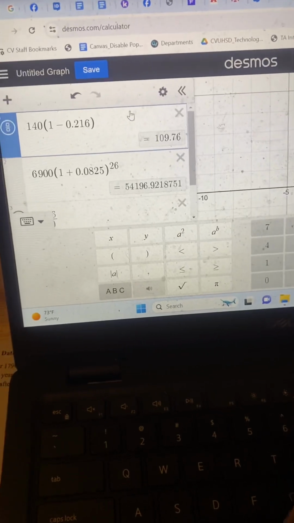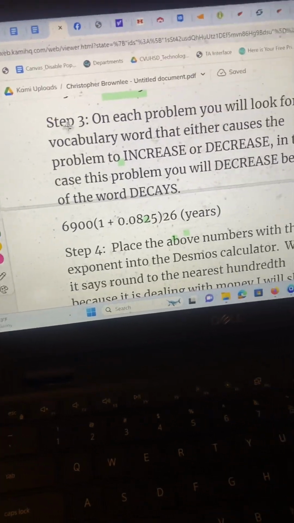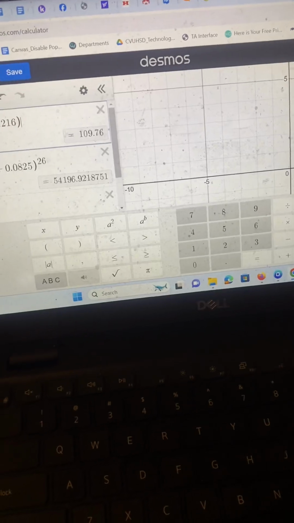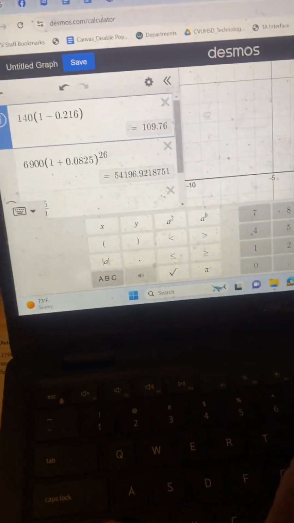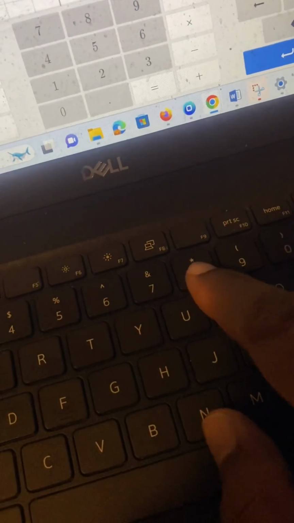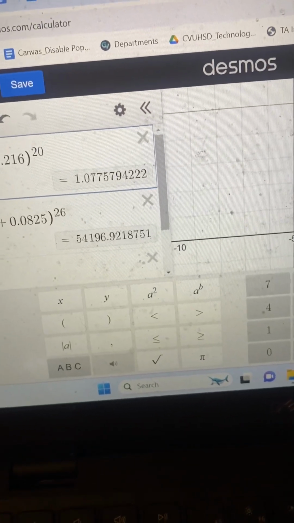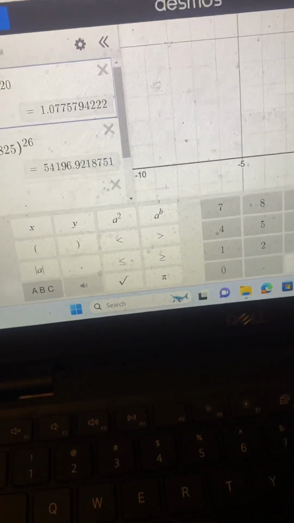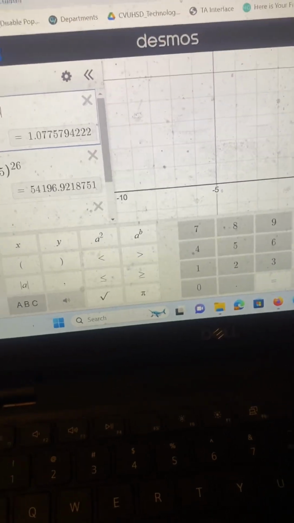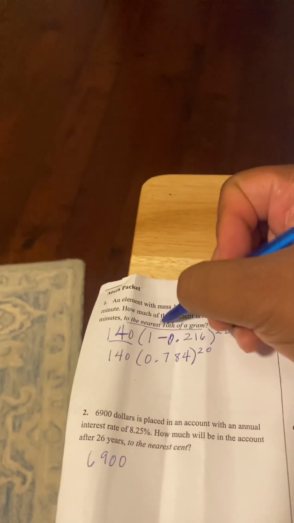Press Shift 6, the key with that little caret on it right here, and then put in 20. And it's going to give you this long number, 1.0775. I don't need all those numbers to round to the nearest tenth.